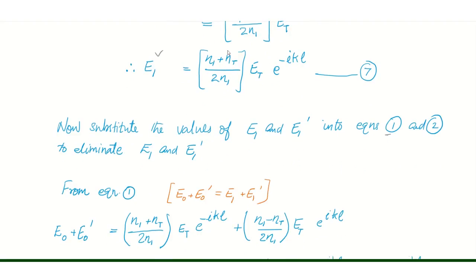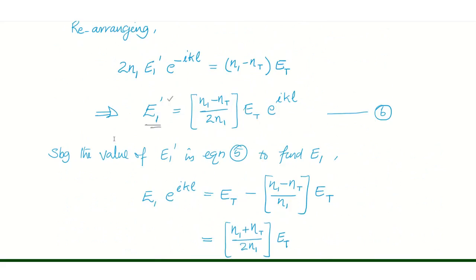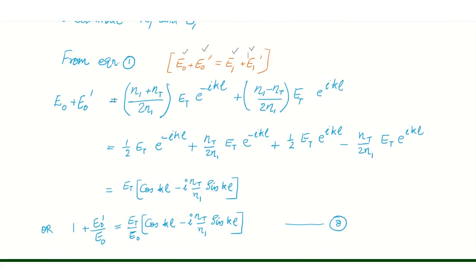What you have to do is to substitute into equations 1 and 2. This is equation 1, a simple equation: E0 plus E0 prime equals E1 plus E1 prime. We have expressions for E1 and E1 prime. You can eliminate them, because those are things that you can't measure, what is inside that medium. Even if you get an expression which involves these two, it won't be very useful. That's why we try to eliminate them.